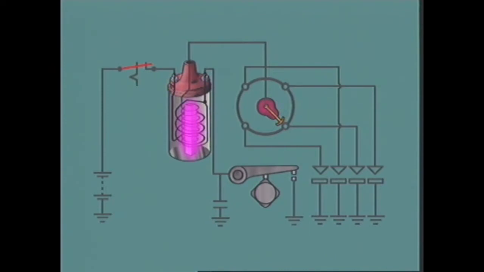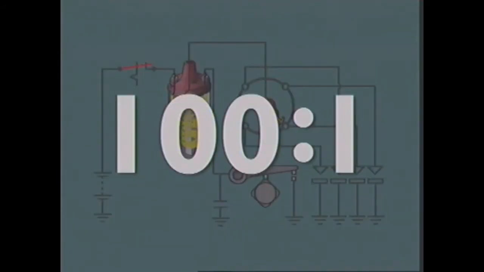This sudden interruption of current flow collapses the magnetic field, and it returns its stored energy to the coil terminals by cutting across the coil windings. This induces a voltage in the primary and secondary winding. Since the secondary winding has about 100 times as many turns as the primary winding, the secondary voltage can also be about 100 times greater than the induced primary voltage.